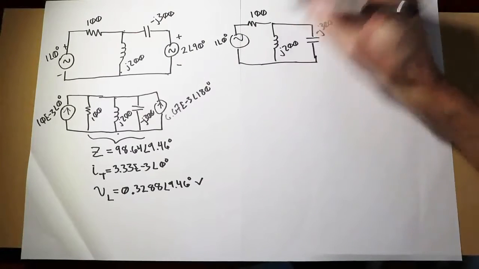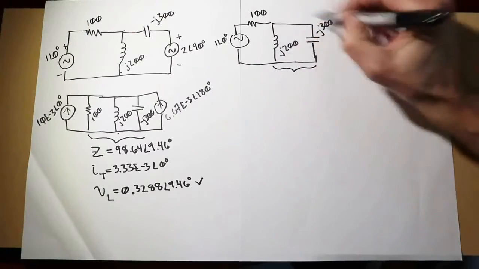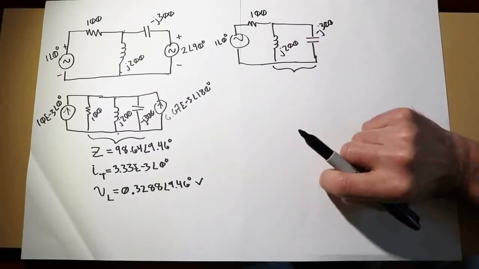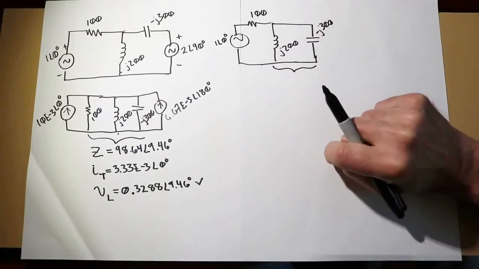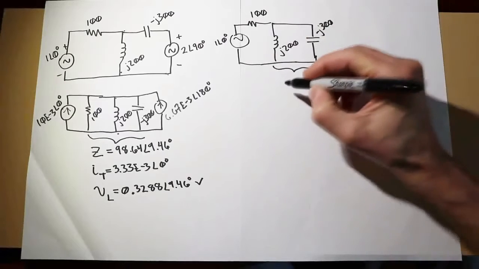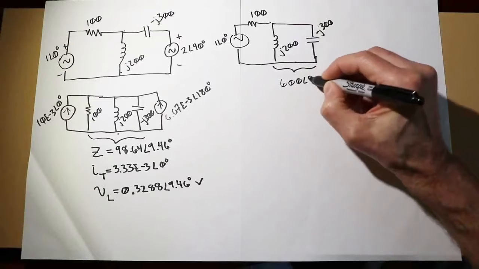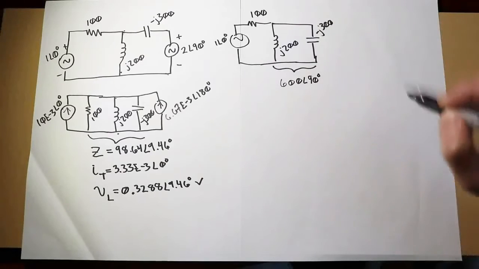Now, to find the voltage across the inductor, all we really have to do is find out what this impedance is and then do a voltage divider. So this impedance, we could use the product sum rule, J200 in parallel with minus J300, and that'll give us 600 at an angle of 90 degrees, or if you prefer, J600.